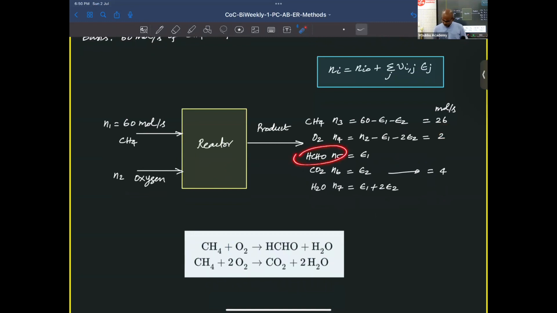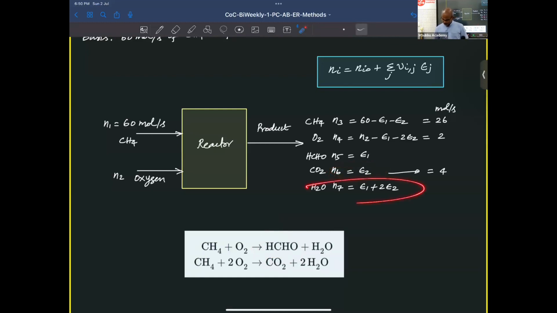And like that, formaldehyde appears in the first reaction alone, with a stoichiometric coefficient of 1, and there is no formaldehyde in the feed. So N_i0 is 0. That's why N5 is simply E1, or epsilon 1. Simply I'll take it as E1. And what is N6? CO2. CO2 appears in the second reaction alone, as the product, and its stoichiometric coefficient is 1.